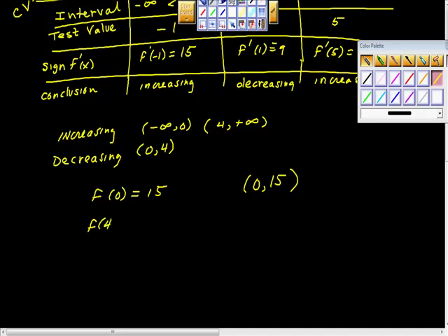And the other place that we have that turn is at 4. So what's f of 4? I just plug it back into the original function and found that f of 4 is negative 17. So we have the point 4, negative 17. So one of these is a max and one is a min. So this is relative max, isn't it? And this is relative min.